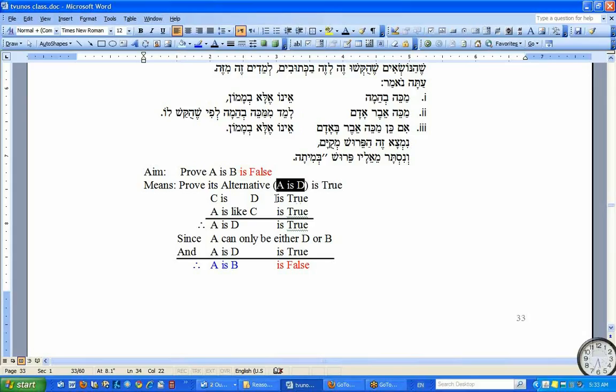So I want to prove that A is B is false, so I show the alternative A is D is true. How do I do that? Since C is D is true, and A is like C, then A is D must be true. And since A can only be either D or B, since A is D is true, then A is B is false. Since there were only two variations, if I proved one true, the other has to be false by definition.